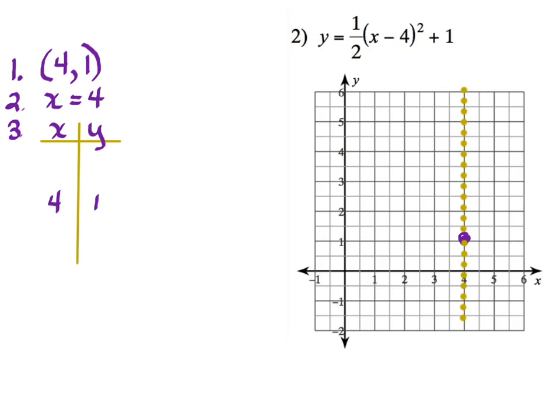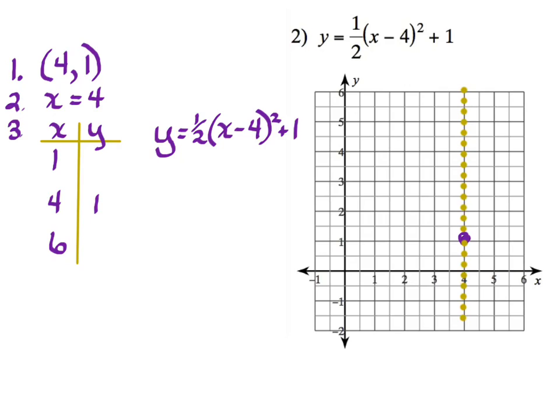And I'm going to start with putting my vertex right there in the middle. And I'm going to choose a point to the left. Let's see, how many increments was that? Okay, it was 3 increments. And this one is 2 increments.